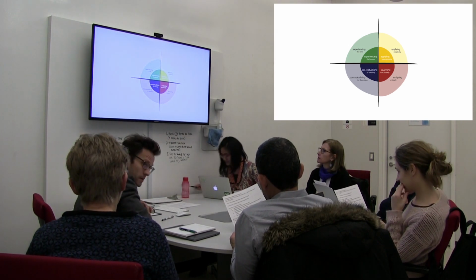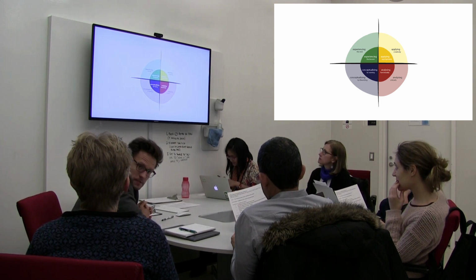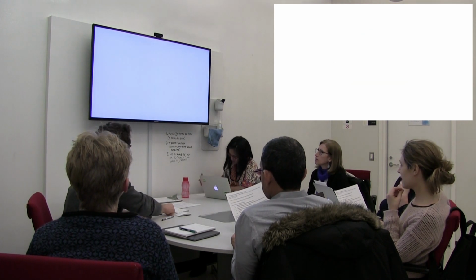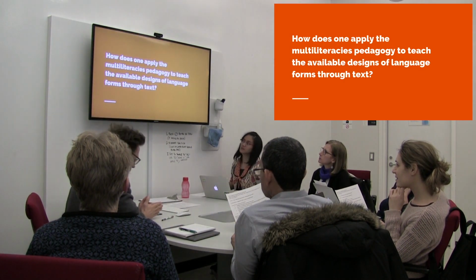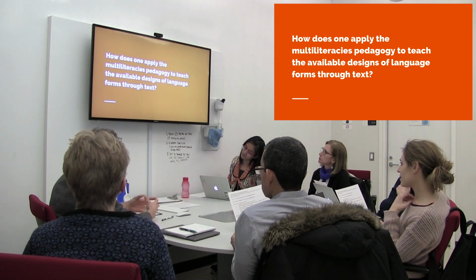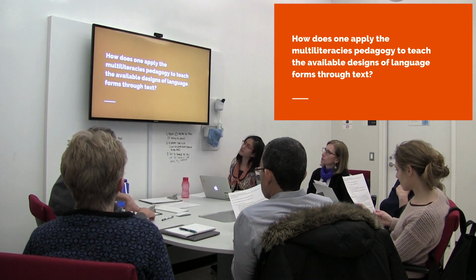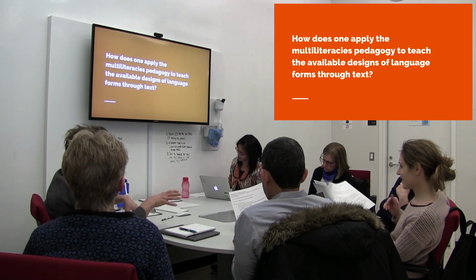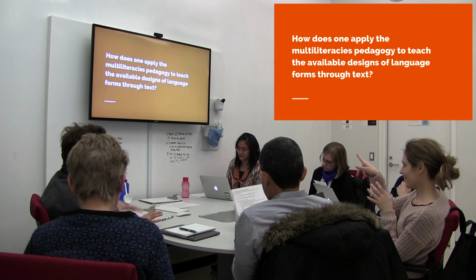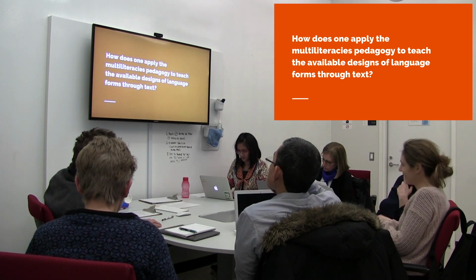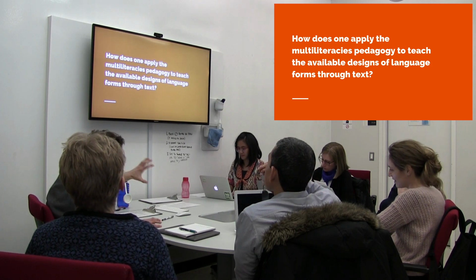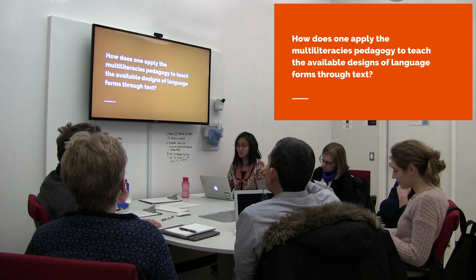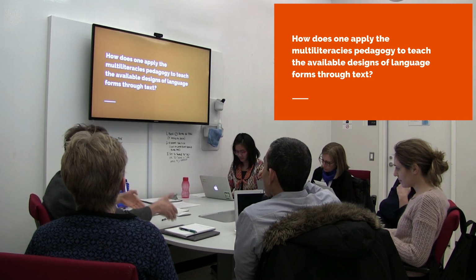The answer to that question is the four pedagogical acts. So the question is, how does one apply the multiliteracies pedagogy to teach the available designs of language forms through text? This is not the answer to the question. This is the question meant at pushing the discussion forward, and it's essentially asking you how do you teach grammar and vocabulary in the multiliteracies framework?